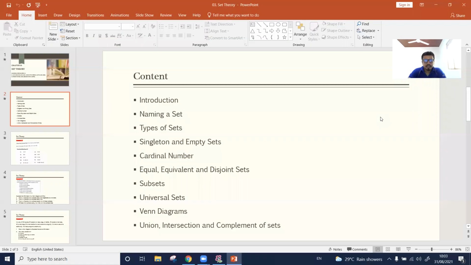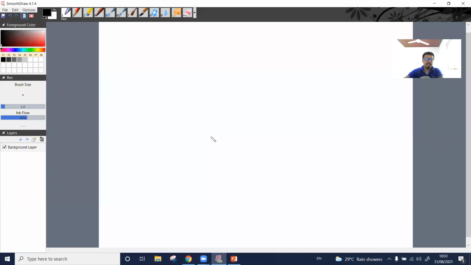Right. So next we are going to discuss bullet point number 2, that is naming a set. So how can we name a set? Let's say the set 1, 2, and 3. How can I name this set? Using what?